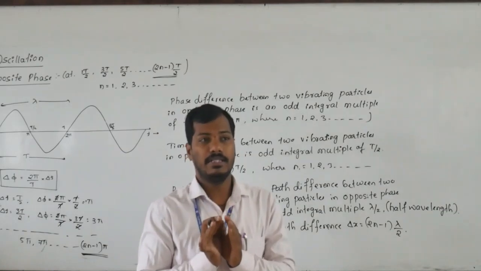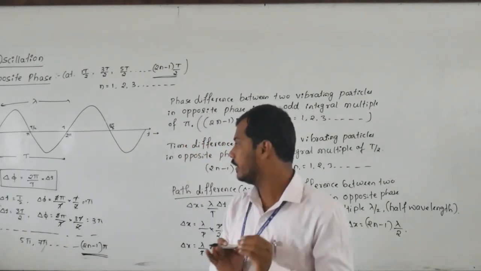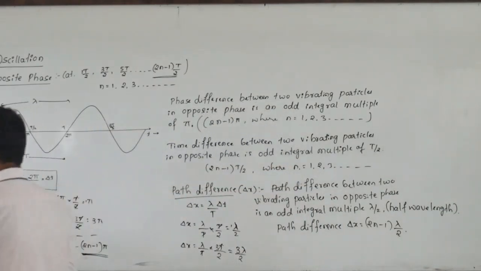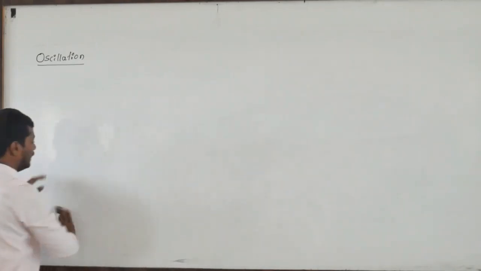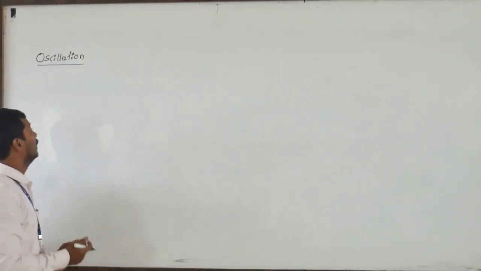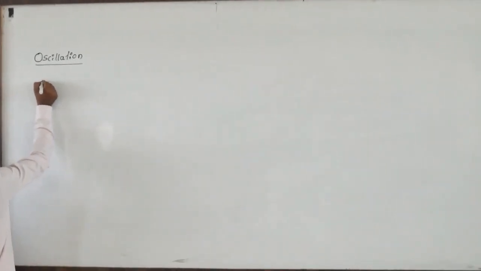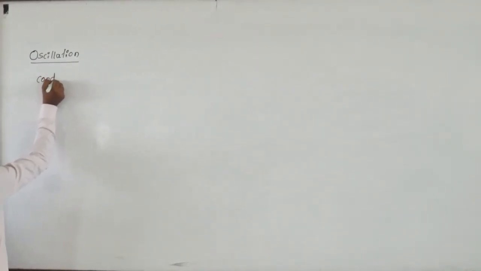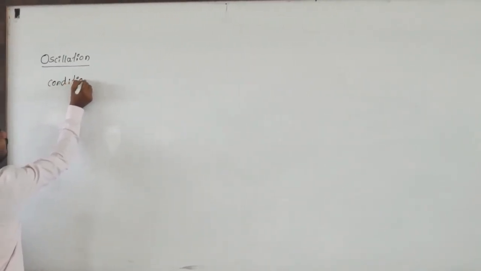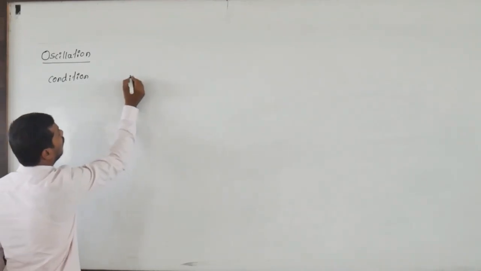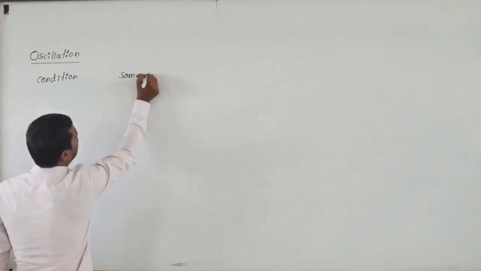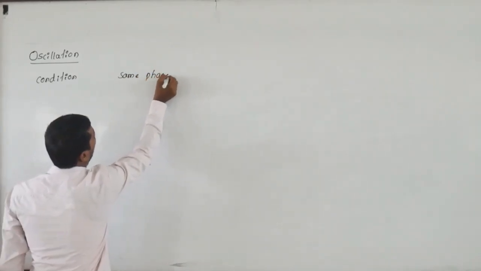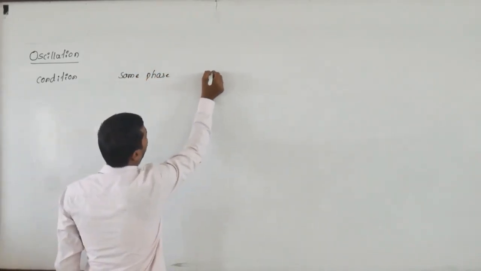In same phase and in opposite phase, the difference is between those. So how to remember these conditions? I'll make one table here, for when two particles are in the same phase and when they are in opposite phase.